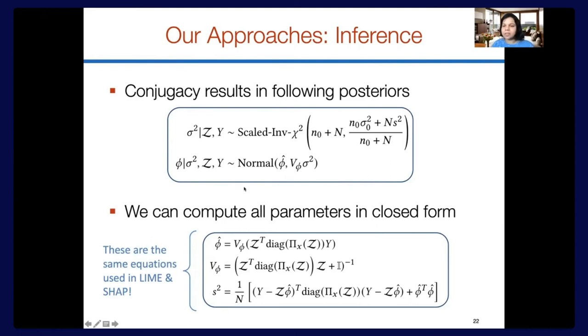In fact, the way we have formulated this model is such that we can compute all the parameters required in closed form. For example, this phi hat we can compute using a closed form expression, and even V phi and so on. If you see, this phi hat is the mean feature importance, and the mean feature importance of our Bayesian phi parameter actually turns out to be the same as what we used to estimate feature importances in LIME and SHAP, okay? So our mean is the same, but we are also able to estimate this whole uncertainty distribution around it.